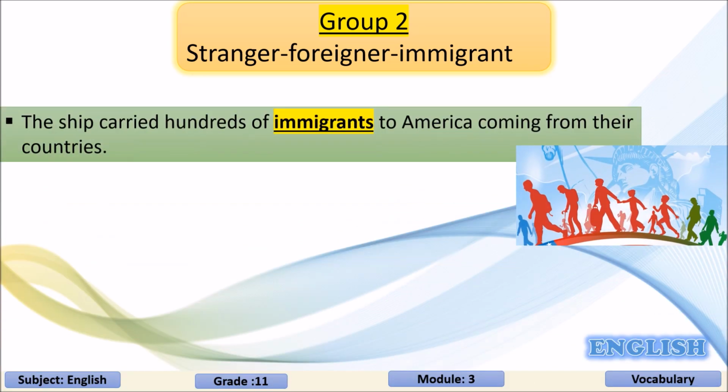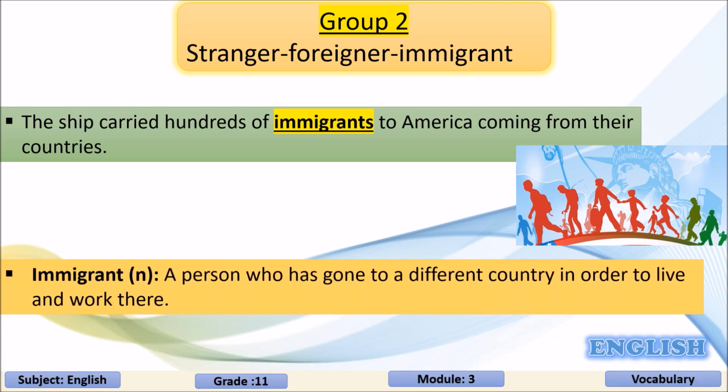Immigrant. The ship carried hundreds of immigrants to America coming from their countries. What's the meaning of the word immigrant? It is a person who has gone to a different country in order to live and work there. It is a person who comes to live permanently in a foreign country.